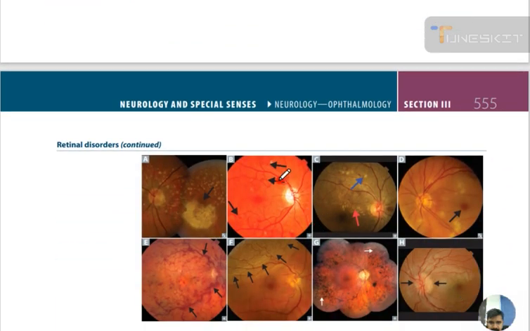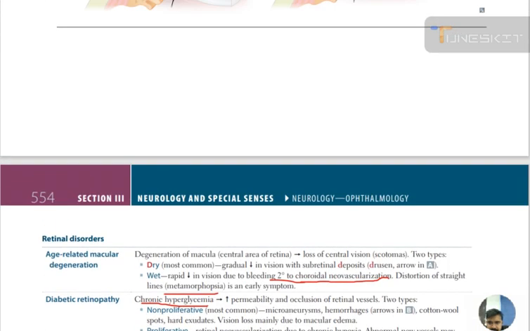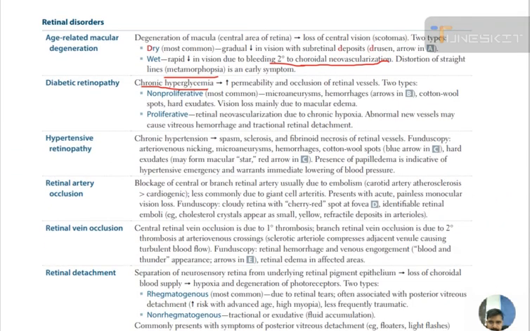So these are the hemorrhages and microaneurysms. These are small dilatations. This is a dilatation and this is a dilatation, which then would result in hemorrhages. And cotton wool spots, hard exudates. These are the features which we can see on the picture. Vision loss mainly due to macular edema.